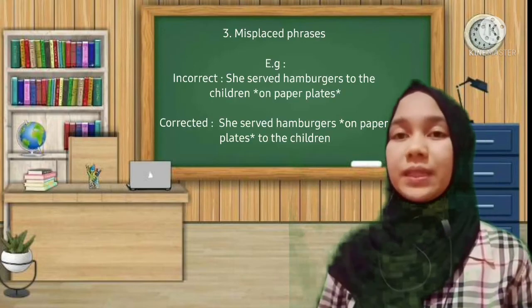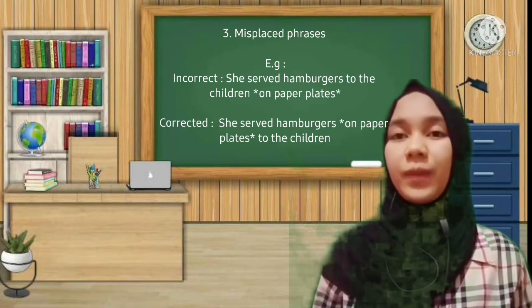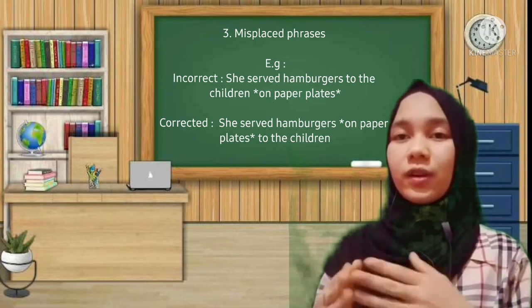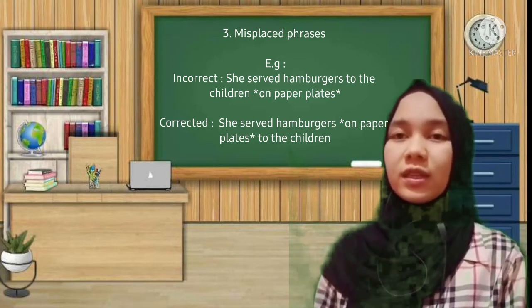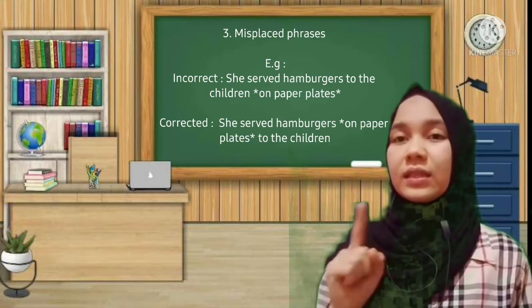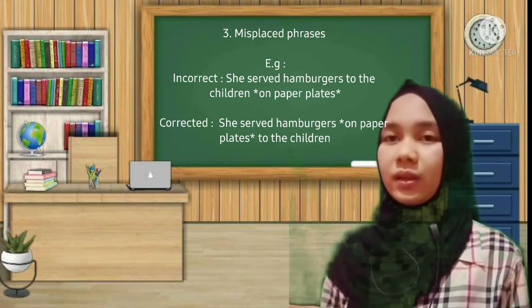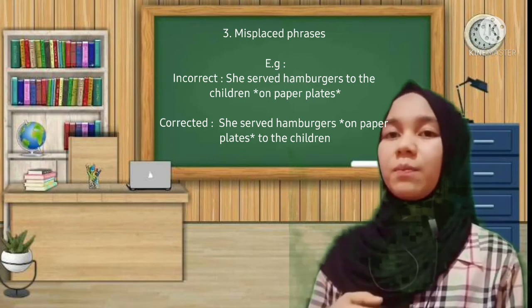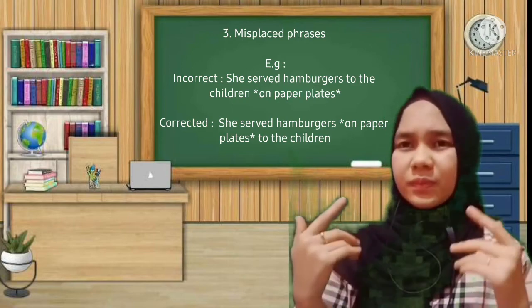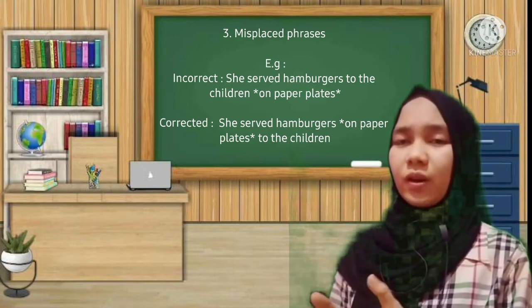The third is misplaced phrase. A misplaced phrase may cause a sentence to sound awkward or make the meaning of the sentence not make sense. For example, she served hamburgers to the children on paper plates. On paper plates is a misplaced phrase. The sentence means the children were served on paper plates.